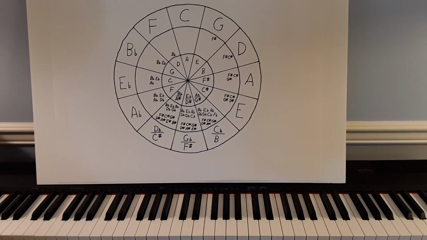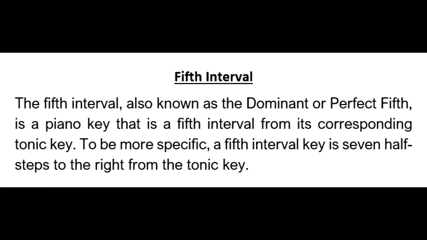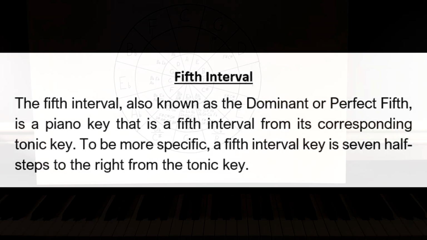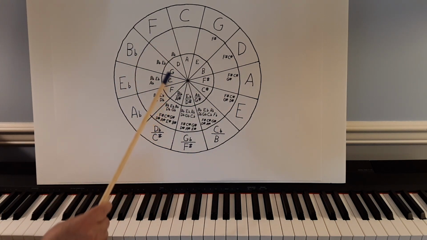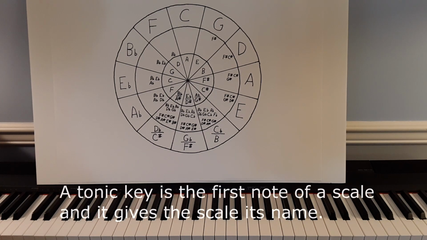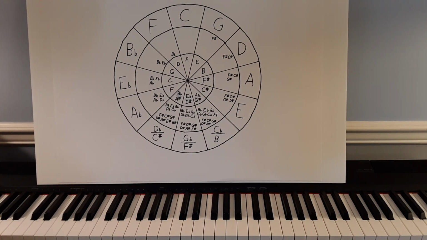The next definition is the fifth interval, also known as the dominant or perfect fifth. The fifth interval is a piano key that is a fifth interval from its corresponding tonic key. Now, a tonic key is the first key of a scale. What you're looking at with all these letters here and all these letters in here are tonic keys. Again, it's the first note of a scale, and it gives the scale its name. And a tonic key can be a white or black key, and the fifth interval key can be a white or black key.